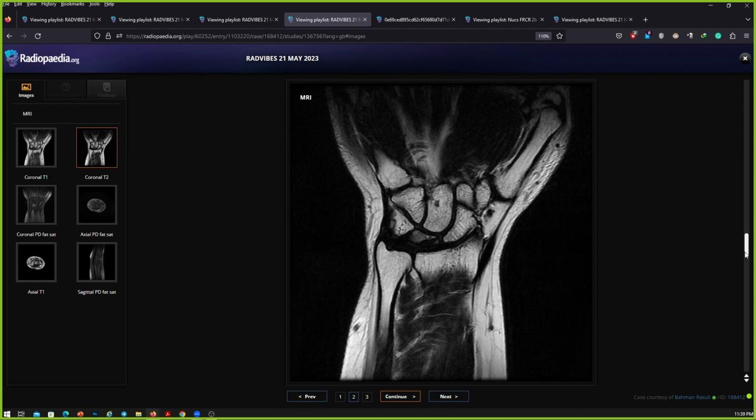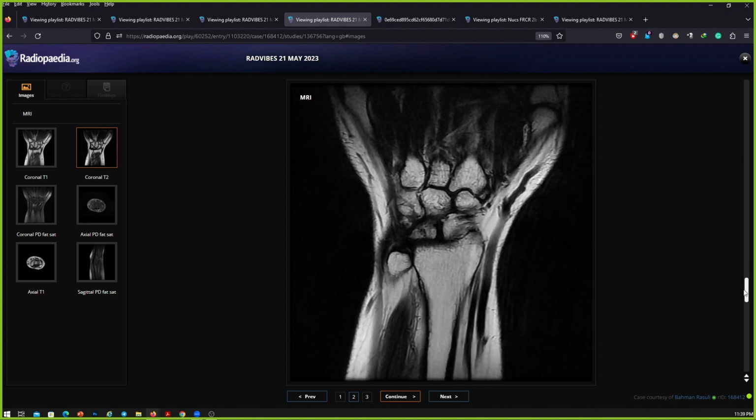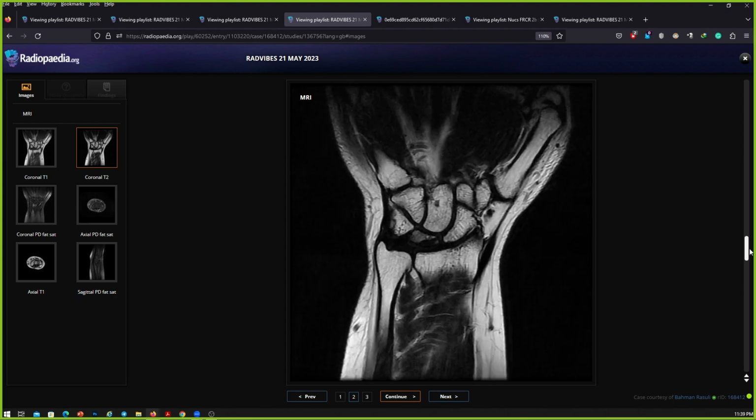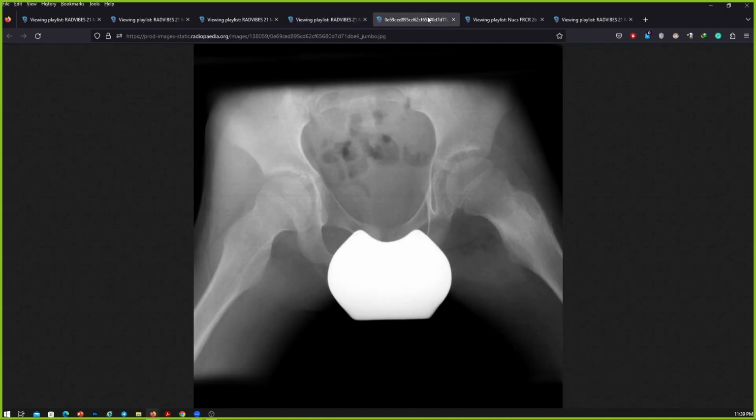Okay, regarding the management, what do you think the management would be? The management will be resection of the avascular bone. You said something about the ulna, though it is not seen in this. Yeah, there will be negative ulnar variance. So what would you find in the case of Kienbock's disease? Negative ulnar variance. Okay, so we'll go to the next case. Here is your next case.